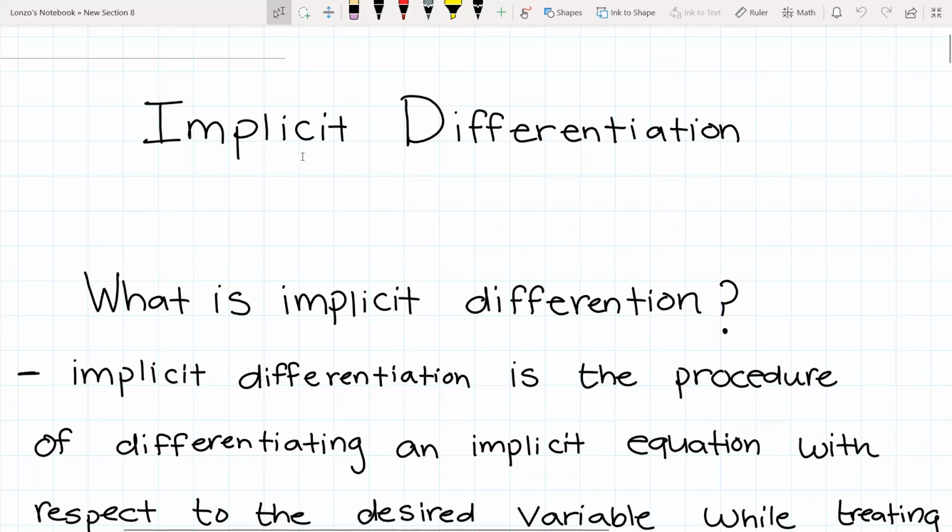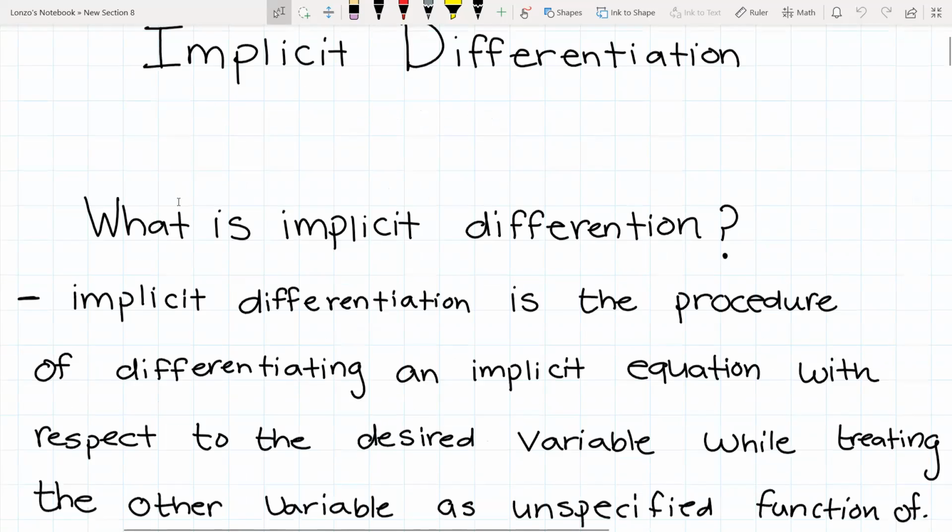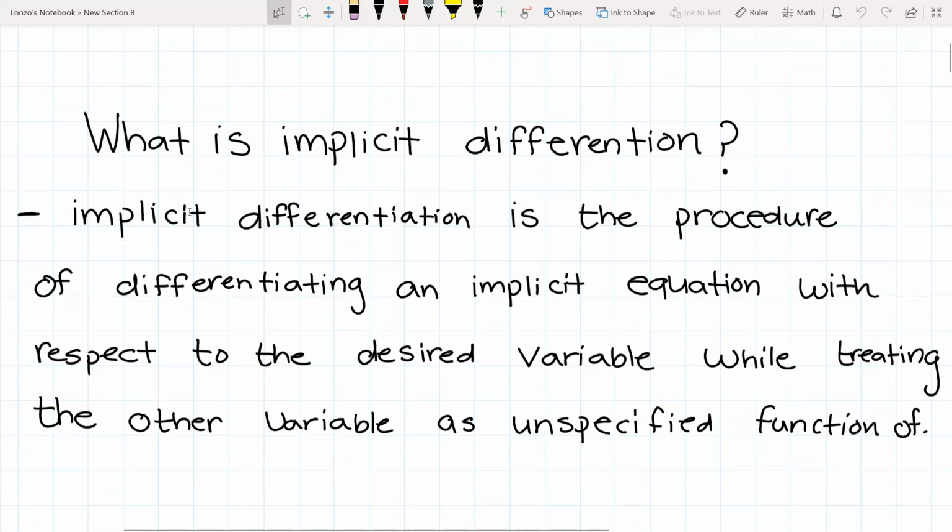So yes, what is implicit differentiation? Implicit differentiation is the procedure of differentiating an implicit equation with respect to the desired variable, while treating the other variable as an unspecified function of it.